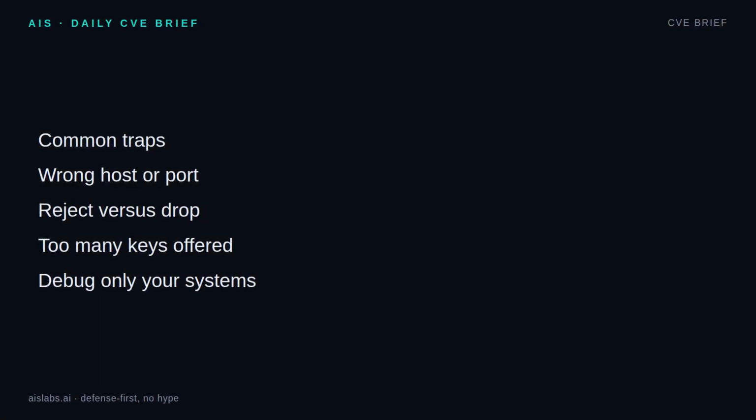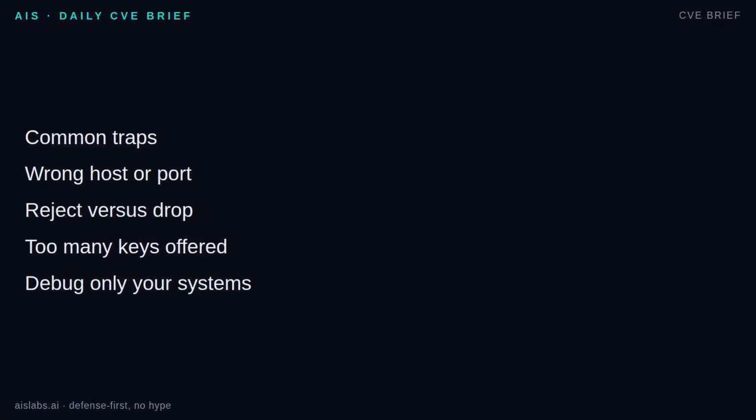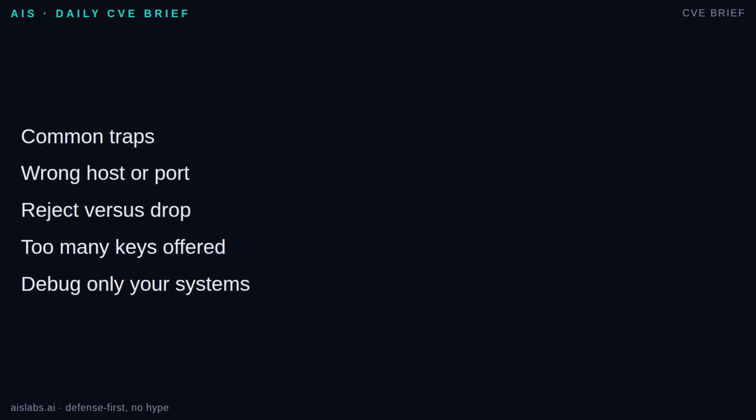The first trap is troubleshooting the wrong machine. Confirm DNS, the IP address, and the port, especially after migrations or load balancer changes. The second trap is treating refused and timeout as synonyms. A firewall reject produces a fast failure. A drop burns time until connect timeout.